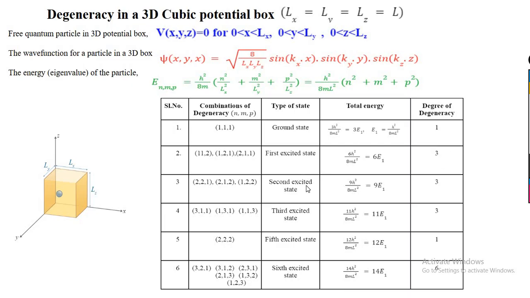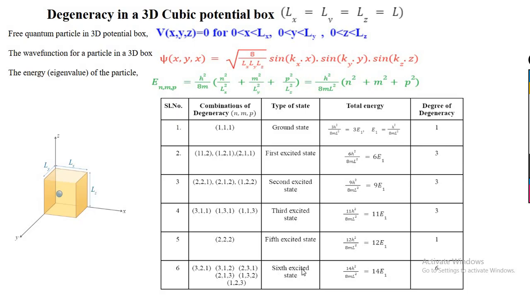You can check it for the second excited state: 2, 2, 1 or 2, 1, 2 or 1, 2, 2. You will get 9 times that energy. So obviously there will also be 3-fold degeneracy. The third excited state has the same: 3, 1, 1, 1, 3, 1, 1, 1, 3. This obviously gives you 3 combinations, 3-fold degeneracy. But for the fifth excited state, this is 2, 2, 2, the only combination possible. This is 1.